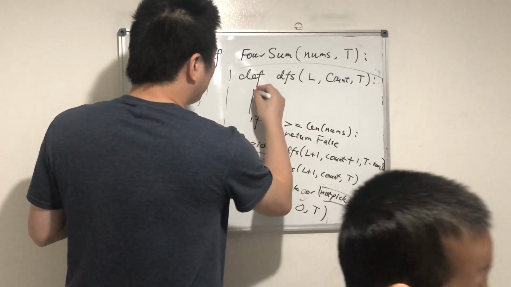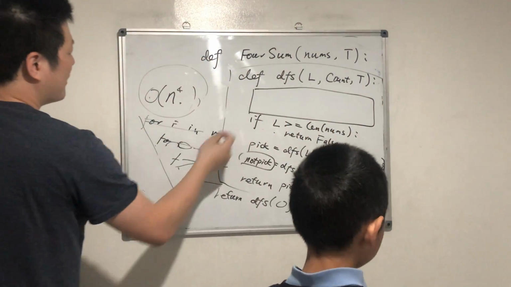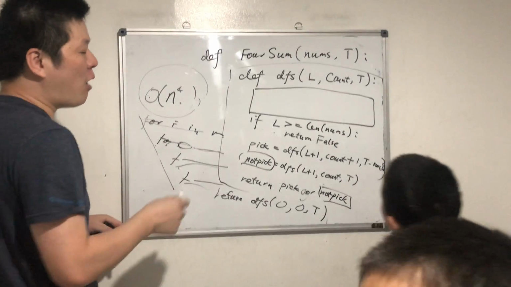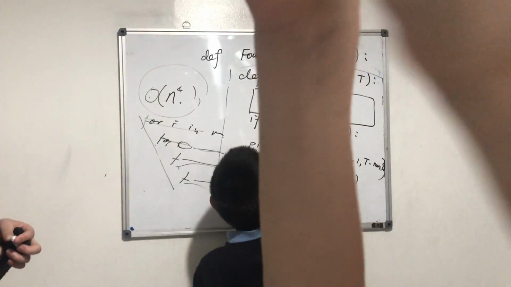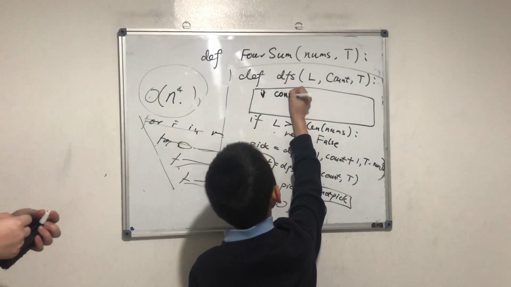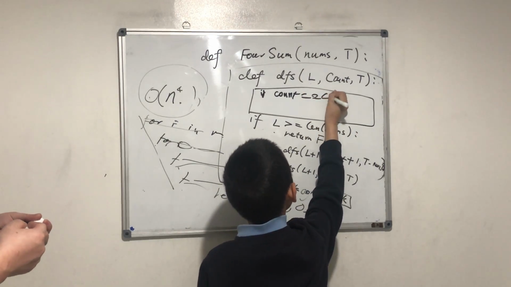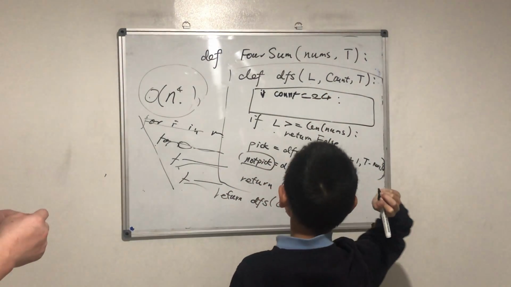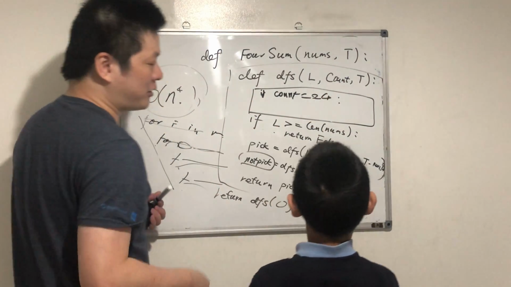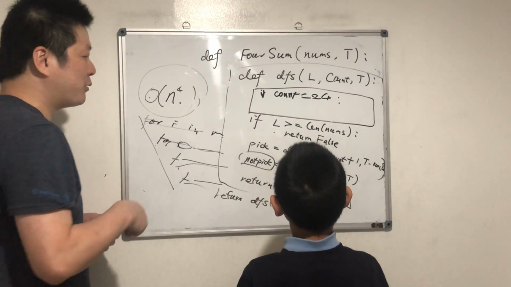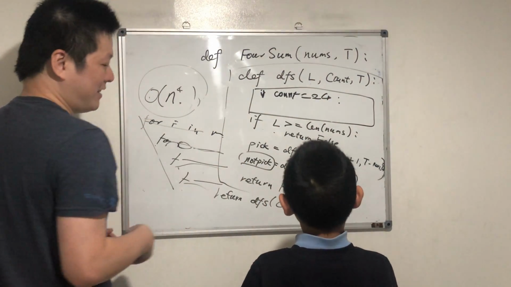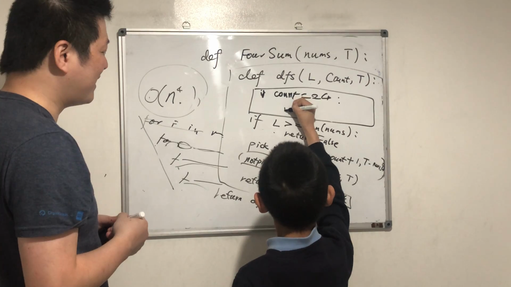So what should we do at the beginning? We want to check if we already picked 4 numbers, what should we do? If count equals 4, we should check which variable is 0. Return, yeah? Return what?